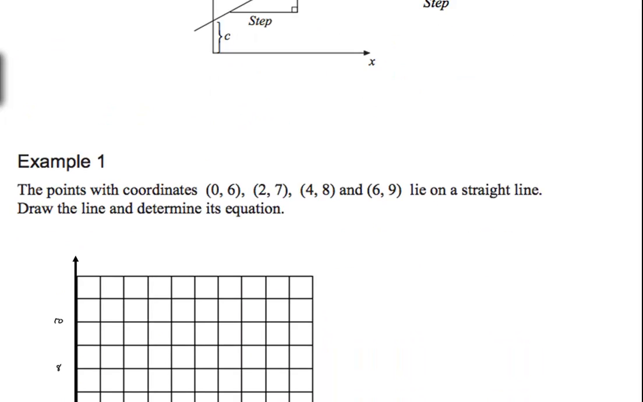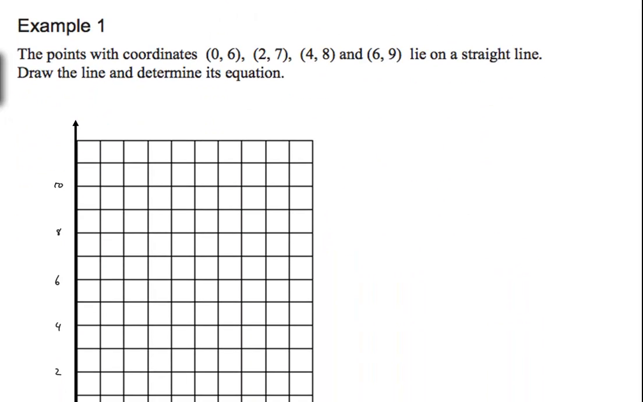We'll look at this with an example. The points with coordinates (0, 6), (2, 7), (4, 8), and (6, 9) lie on a straight line. Draw the line and determine its equation. First, we are going to put these points onto this graph: (0, 6), (2, 7), (4, 8), and (6, 9). They're all nicely together, and we can join these using a line.